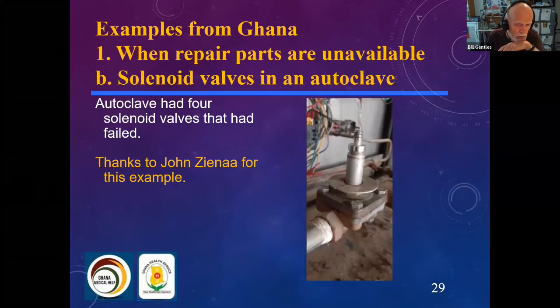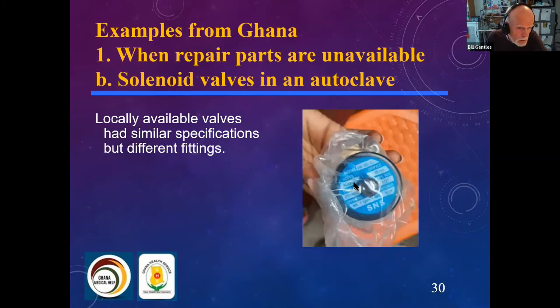Another example in that theme was provided by John Zienaa. Thank you, John, for this example. An autoclave had 4 solenoid valves that had failed. When they removed the solenoid valves, they found that the fittings were not compatible with any locally available valves. There was a locally available valve with similar specifications, but it had different fittings to fit to the plumbing.